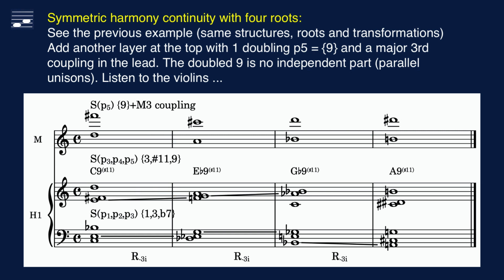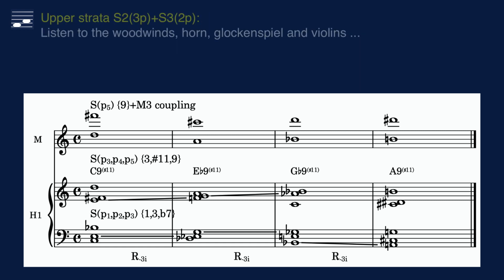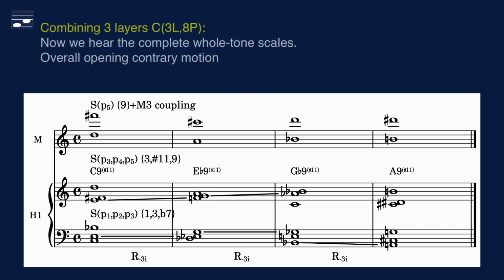Listen to the violins. Next, listen to the 5-part combination of the two upper strata. And finally, here is the complete 8-part strata harmony, playing the full whole tone scale at any time. There is overall opening contrary motion.